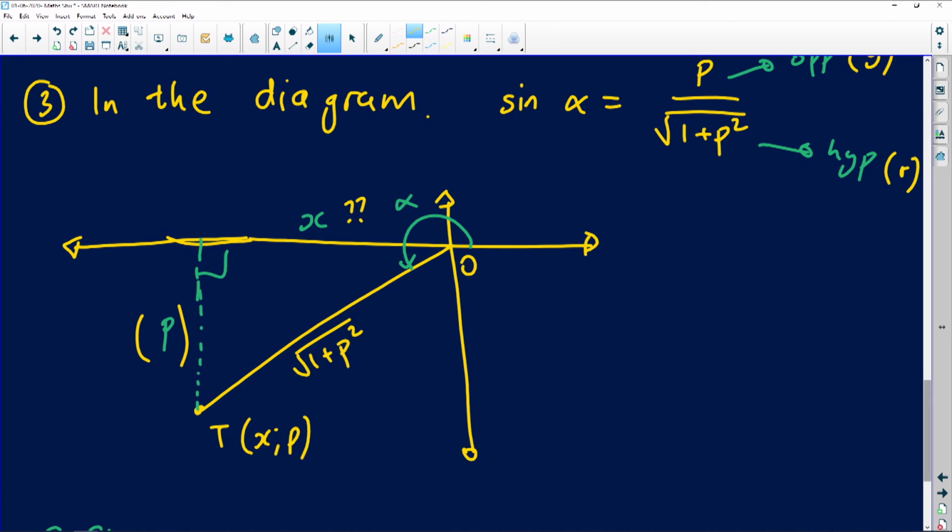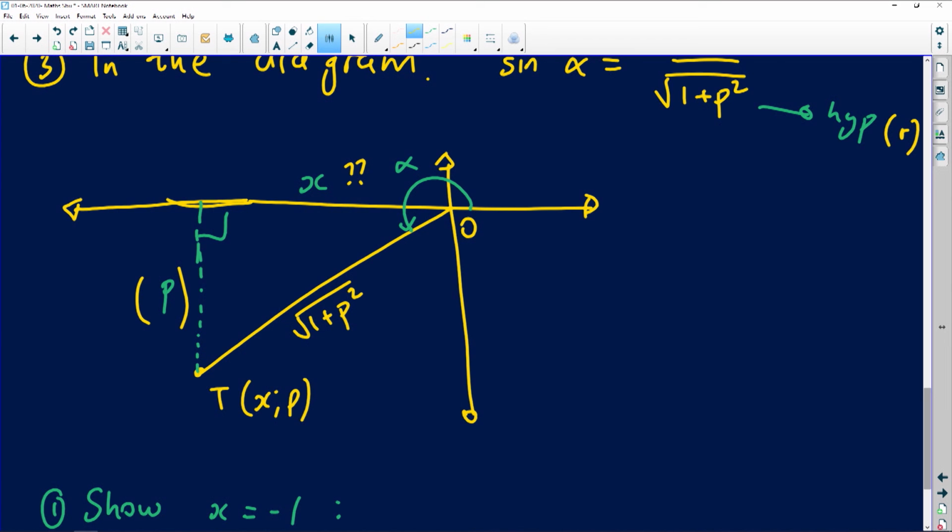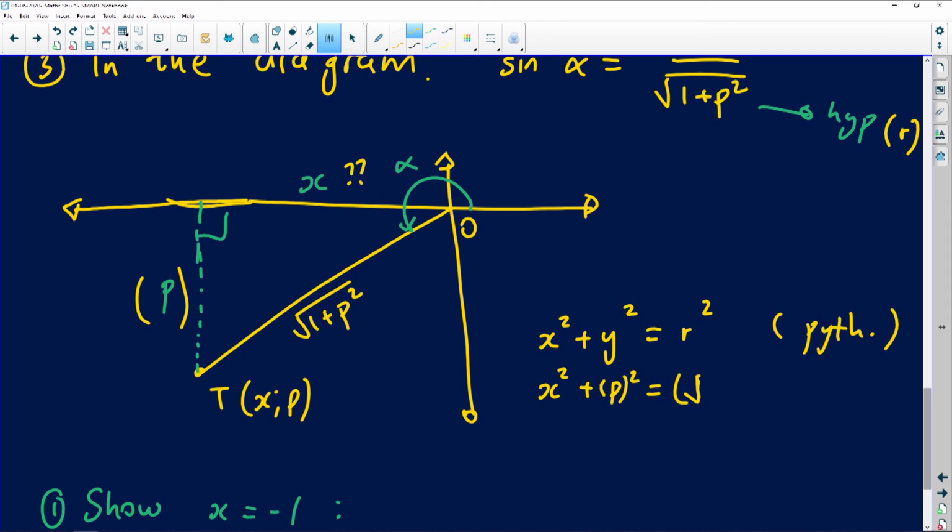So I'm going to apply my old friend that I know from a long, long time ago called Pythagoras. What did Pythagoras say? I was there when Pythagoras said x squared plus y squared must equal r squared. Be kind to acknowledge that this information comes from Pythagoras. We're looking for x, so x is x. What is y? The y value is p, so I'm putting p squared here. And my r is the hypotenuse of the triangle, which is the square root, beautiful people, of 1 plus p squared.